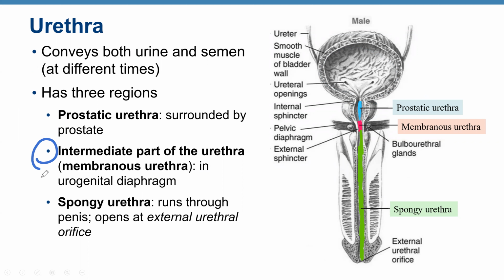The intermediate part of the urethra, or membranous urethra, is in the urogenital diaphragm. So that's a part of the pelvic floor. So that's the urogenital diaphragm. And here's the urethra kind of passing through this membrane, called the membranous urethra. And the spongy urethra runs through the penis. It's inside the penis and opens at the external urethral orifice.